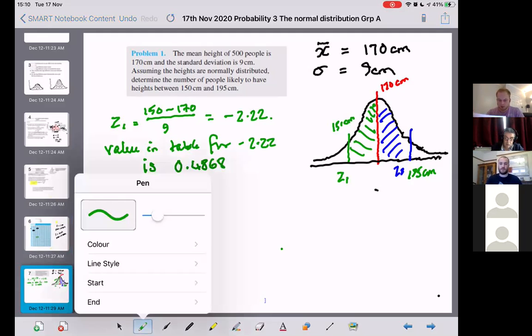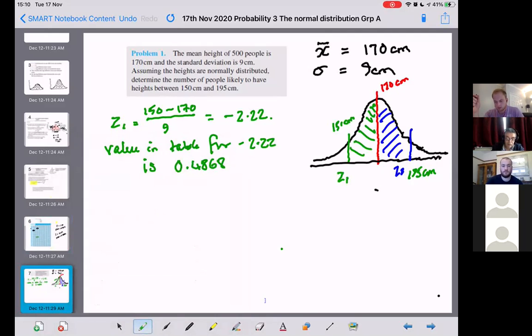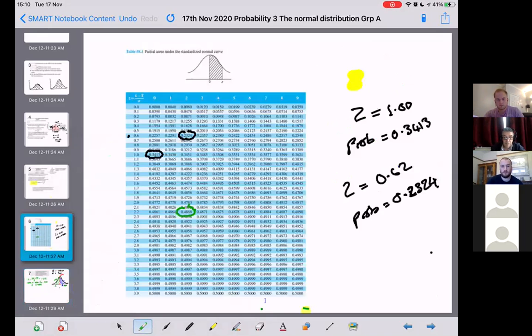How did you decide which along the top, the 0, 1, 2, 3, 4, 5? On the table, the first two digits are down the left. So we're looking for 2.22. The first two digits are here, and the third digit is up the top. So you've got 2.2 on the end, and then the first number is 0.220, then 0.221, 0.222, and so on across from left to right.